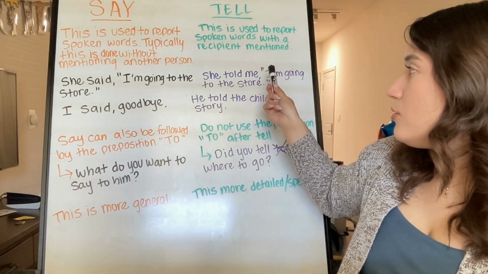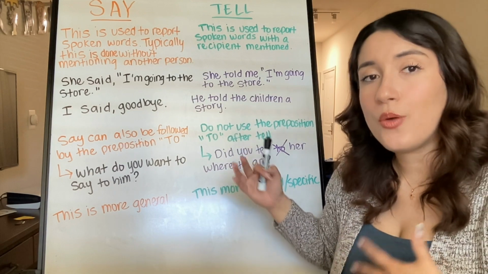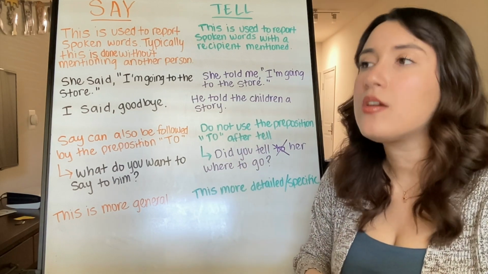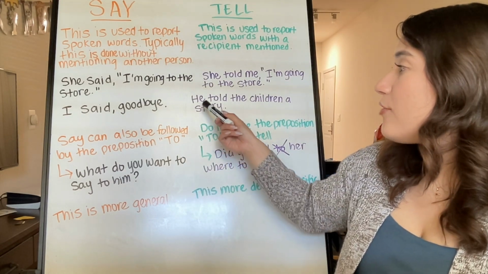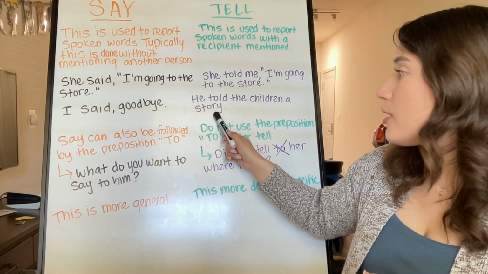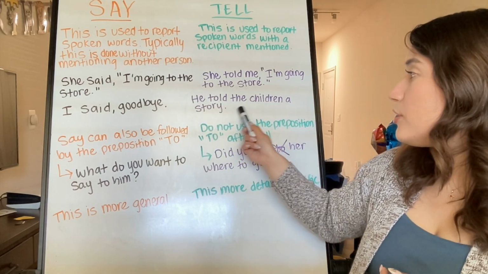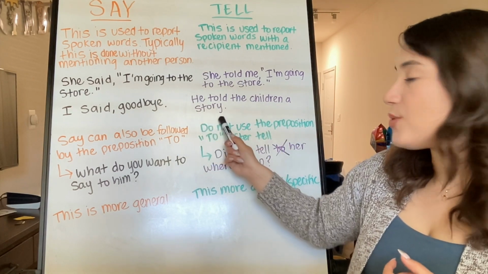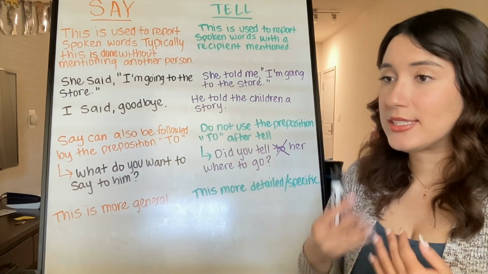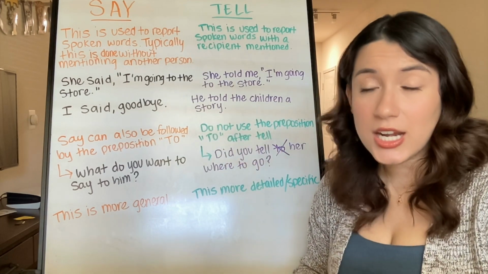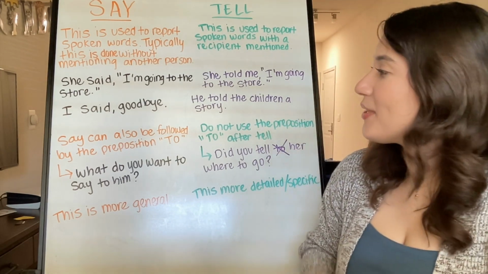With tell, like I've mentioned before, it has more details, so we can use tell when we're giving a story, when we're telling a story, when we're giving extra information, all right? So in this example sentence I have, he told the children a story. He told the children, who would be the recipients, a story. And most likely when he was telling this story, he was saying, and then I told her, and then I told him, blah, blah, blah, right?